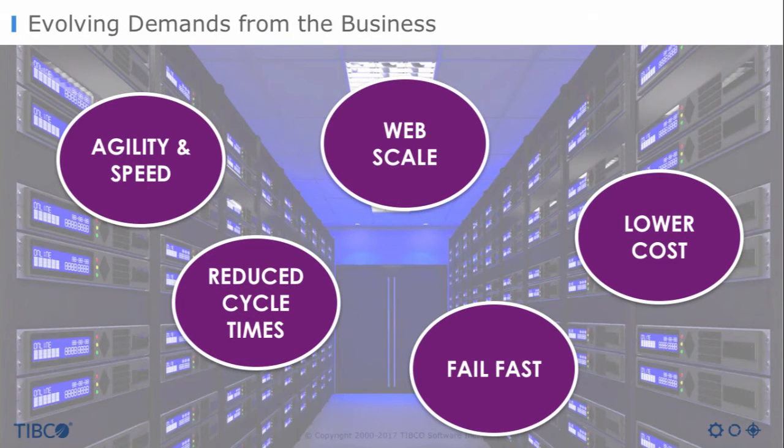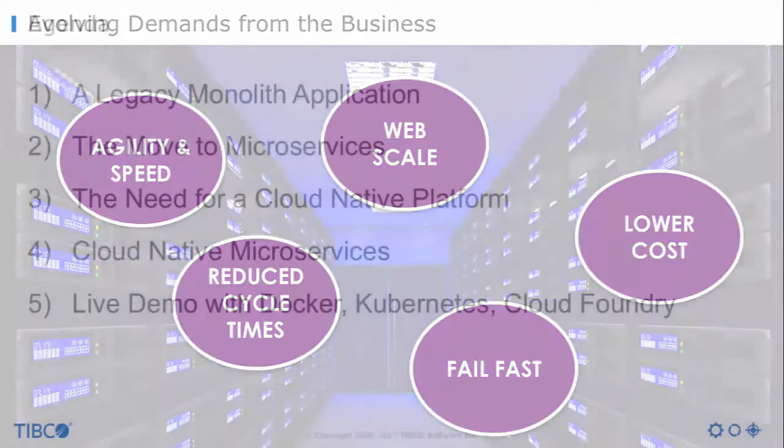So the main goal of microservices and all these cloud native things is to adapt to the evolving demands from the business. And the key here is really on the left, the agility and speed, so that you can do changes more quickly and have reduced cycle times. Web scale and low cost are also important, but the key really is to fail fast and do changes of business logic quickly and be innovative. This is the key motivation why we see this journey from our customers moving towards microservices and cloud-native architectures.